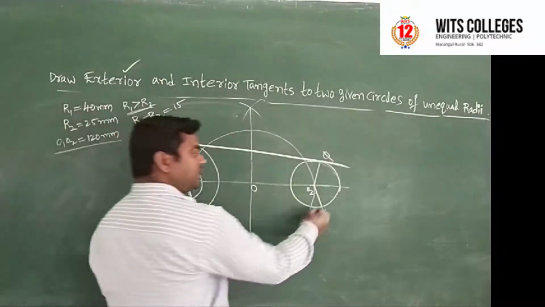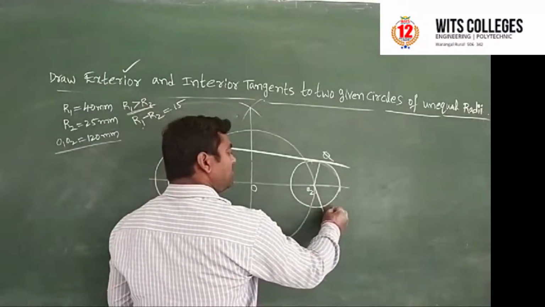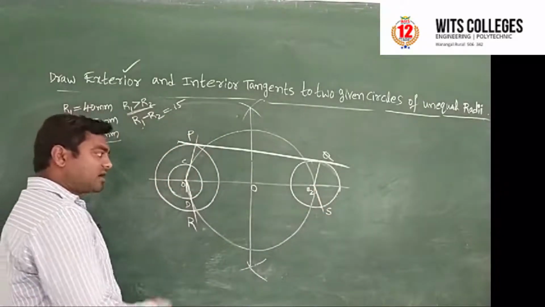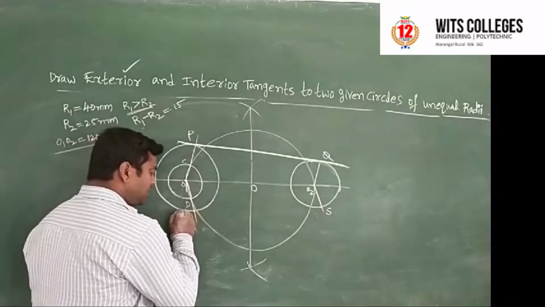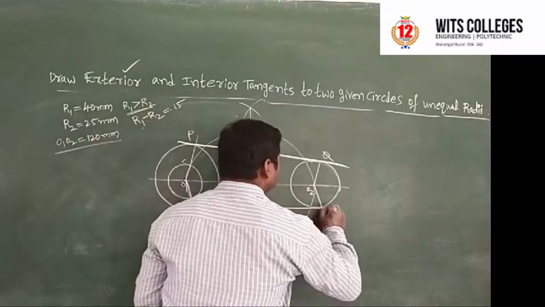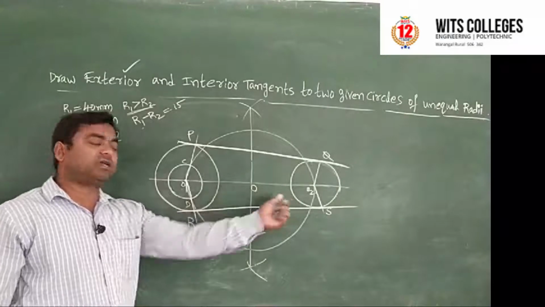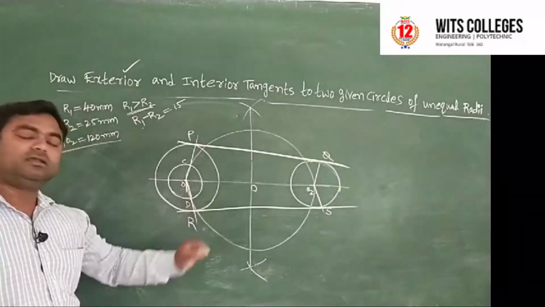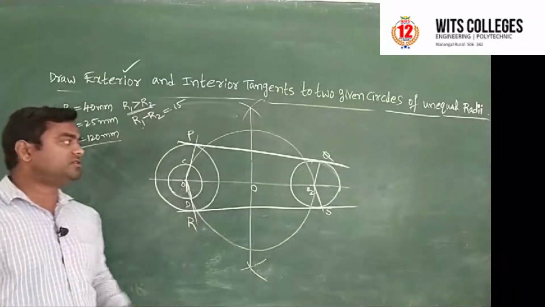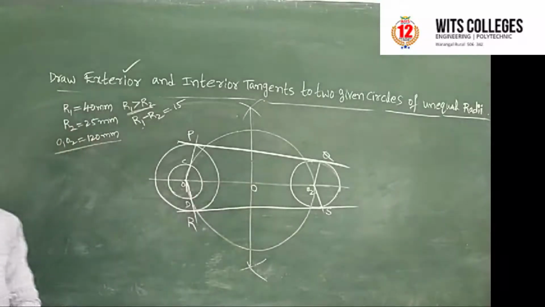So you are going to get a point on the circumference of the circle. Mark that one as S. Join these two, R and S, as a straight line. Then you are going to get the exterior common tangent to two unequal circles. So this is the procedure to construct the exterior common tangents to two unequal circles.